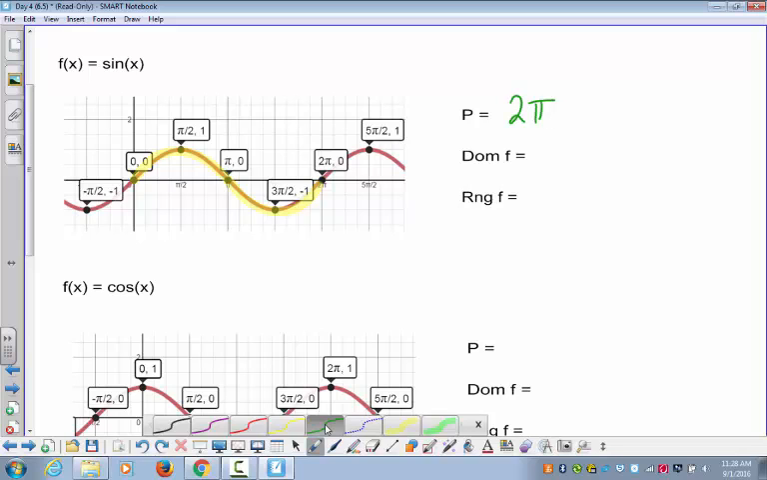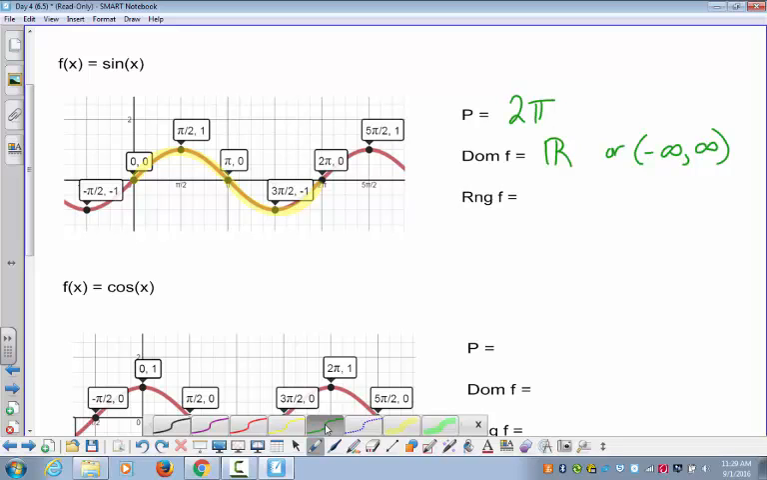How about the domain of that function? All real numbers. It's going to go from negative infinity to positive infinity. Right? There's no gaps. There's nowhere that this curve is missing. The curve is there forever. So there's no x values that are taken out like you might do if there was an asymptote. So we can write all reals like that, or you can write it in interval notation, negative infinity to positive infinity.